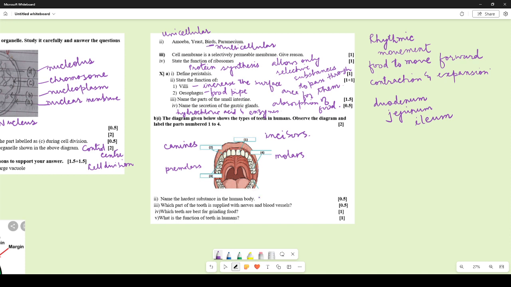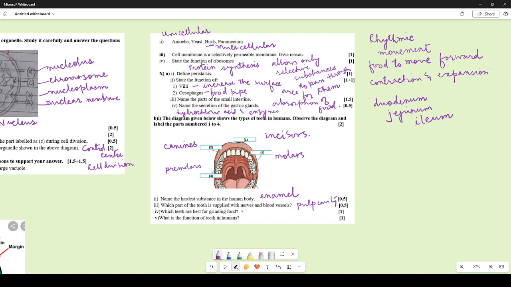Name the hardest substance in the human body. It is not teeth, it is enamel. The full teeth, the entire teeth is not very hard. Just the enamel part is the hardest. Which part of the tooth is supplied with nerves and blood vessels? It is the pulp cavity which is supplied by the nerves and blood vessels.